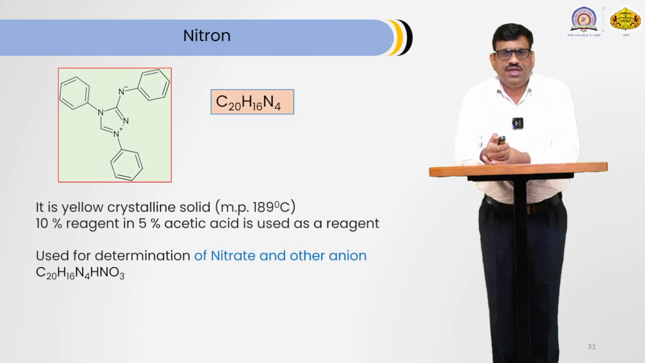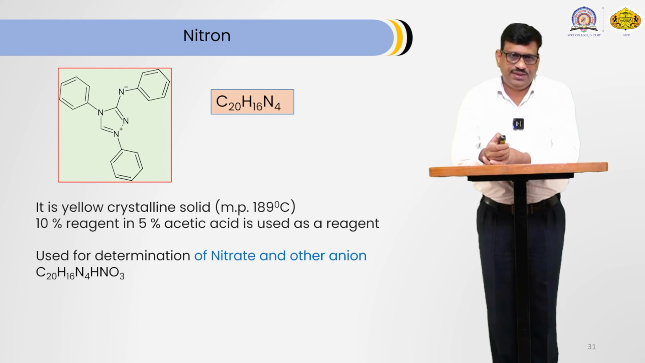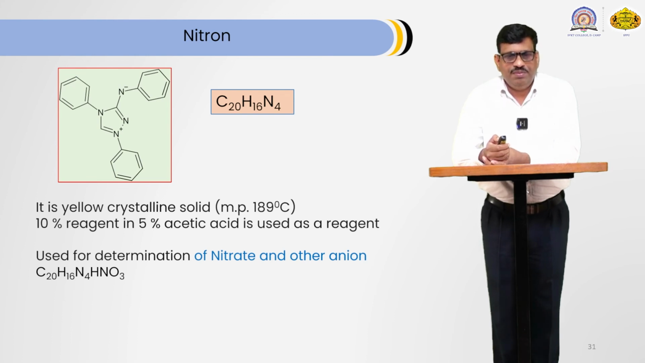Nitron is another organic reagent. This is the structure. Its molecular formula is C20H16N4. It is a yellow crystalline solid. Melting point is 189 degrees Celsius. A 10% reagent in 5% acetic acid is used. It is used for determination of nitrate and other anions.